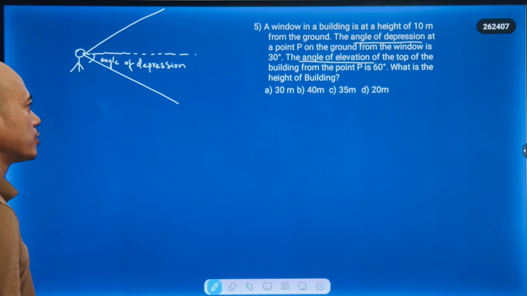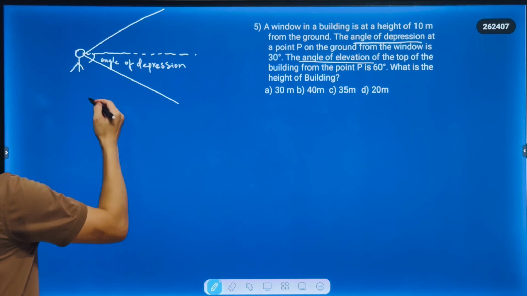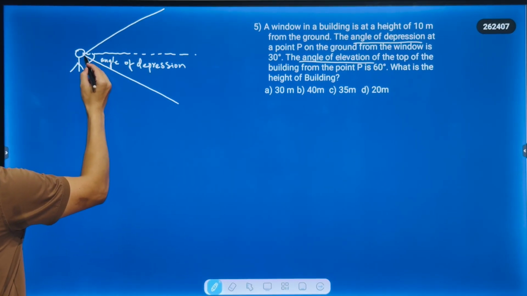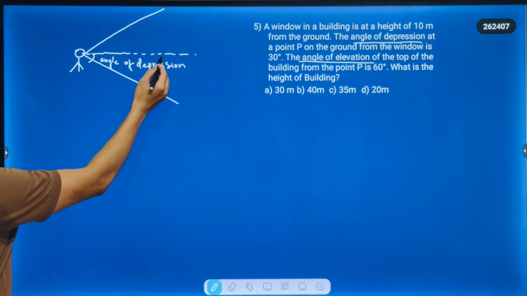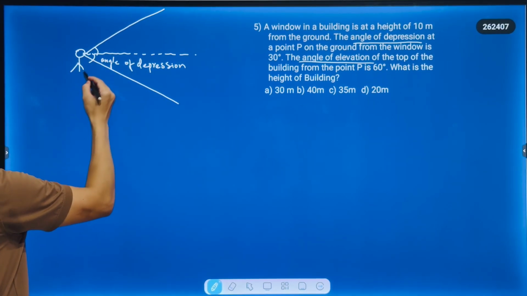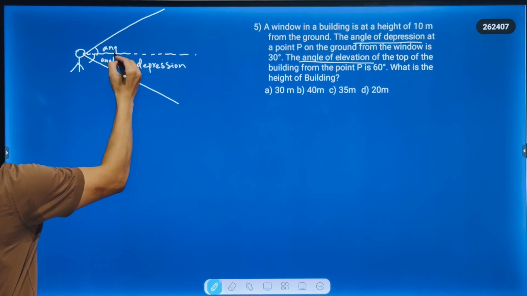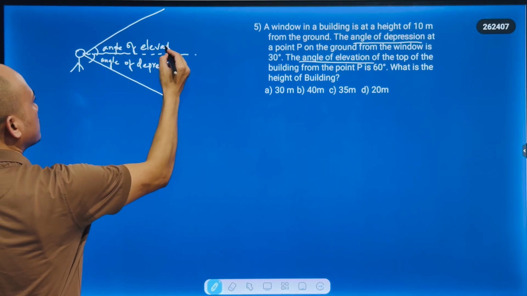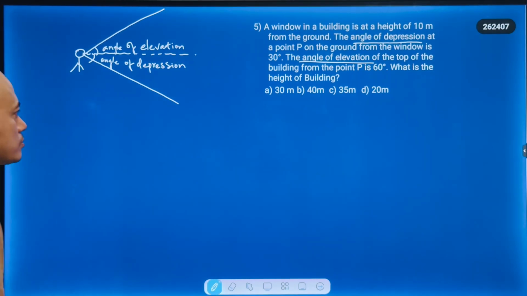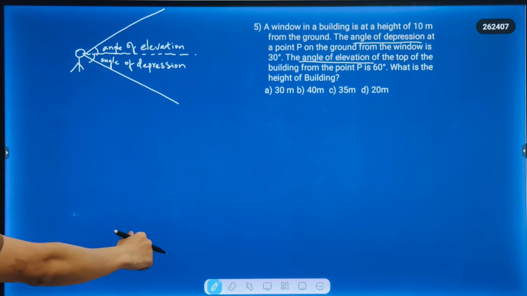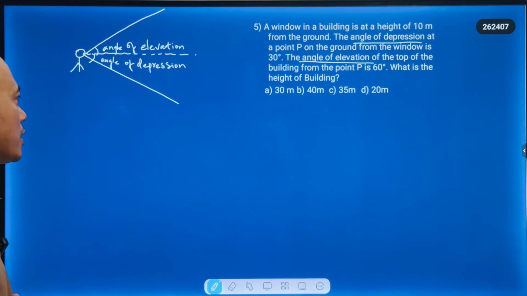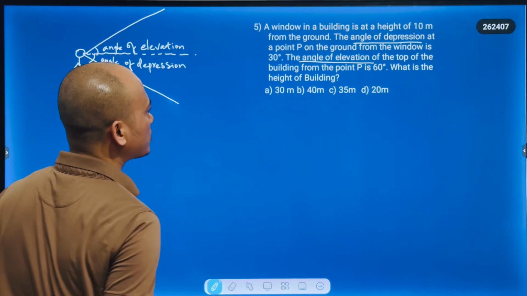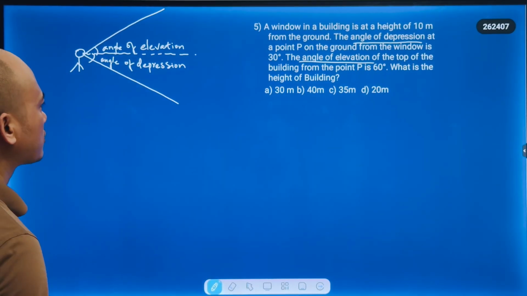With respect to the straight line, if he looks upwards, elevation means something which is going upwards, just like an elevator. So when he looks upwards with respect to this straight line, one angle forms. This angle is known as the angle of elevation. Simply remember: angle of depression means going or looking downwards, and angle of elevation means going upwards. Now let's make the diagram and then solve the question.